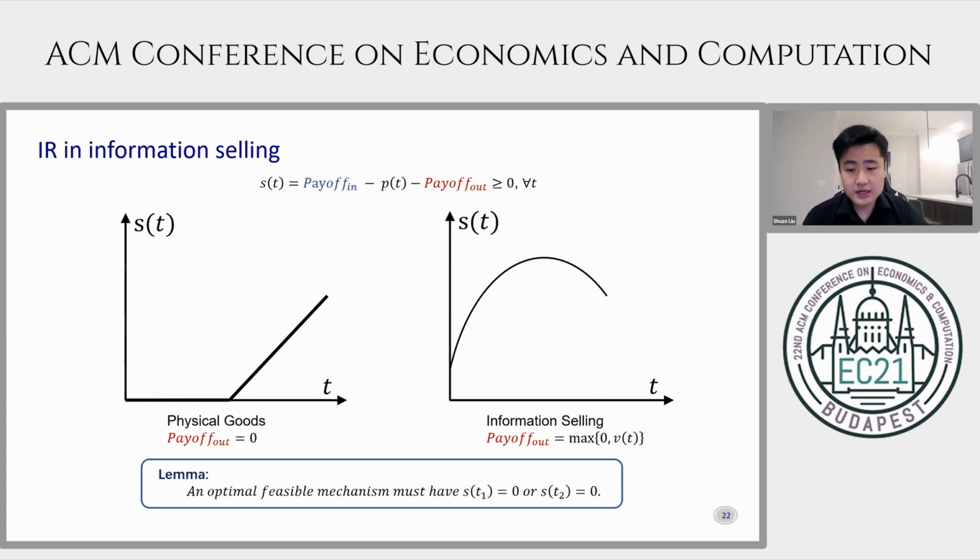The next lemma is that a feasible mechanism must have either St1 equals 0 or St2 equals 0. An intuitive way to understand it is that if there is strictly a positive surplus, we can freely transfer it to the revenue without hurting the IR constraints. That means in a graph, we can move the shape of St down until one of its ends reaches 0.